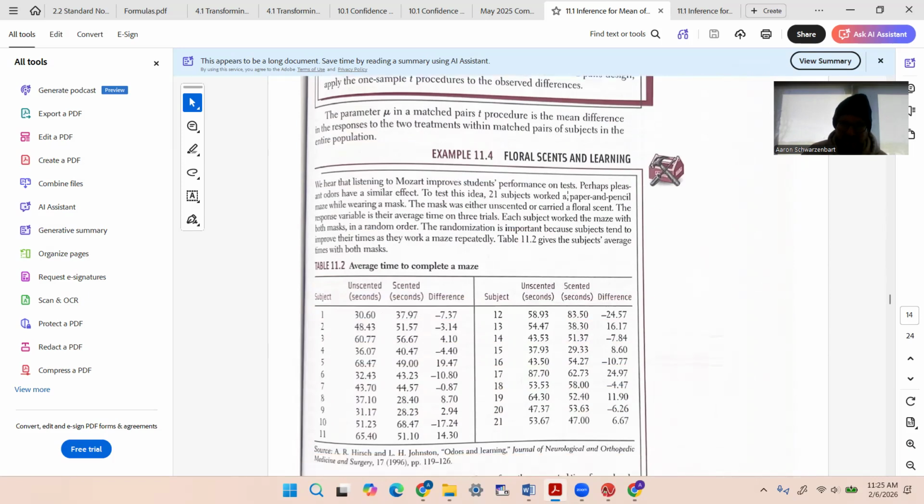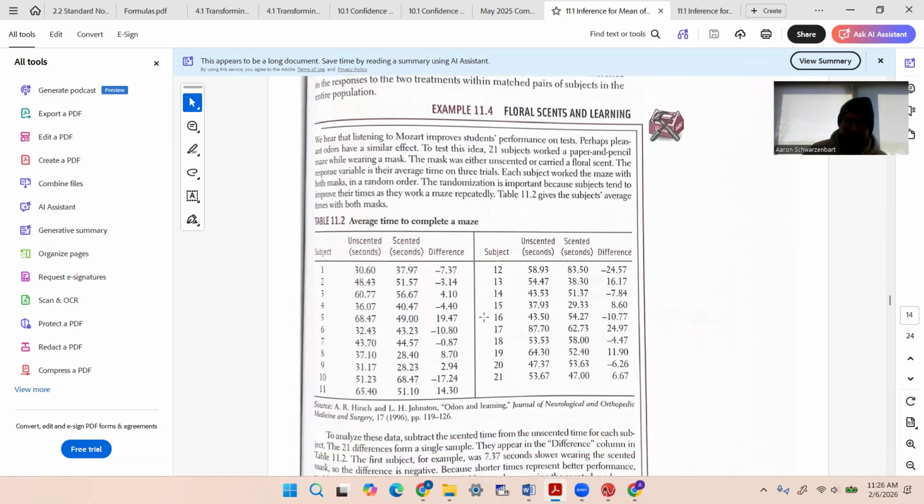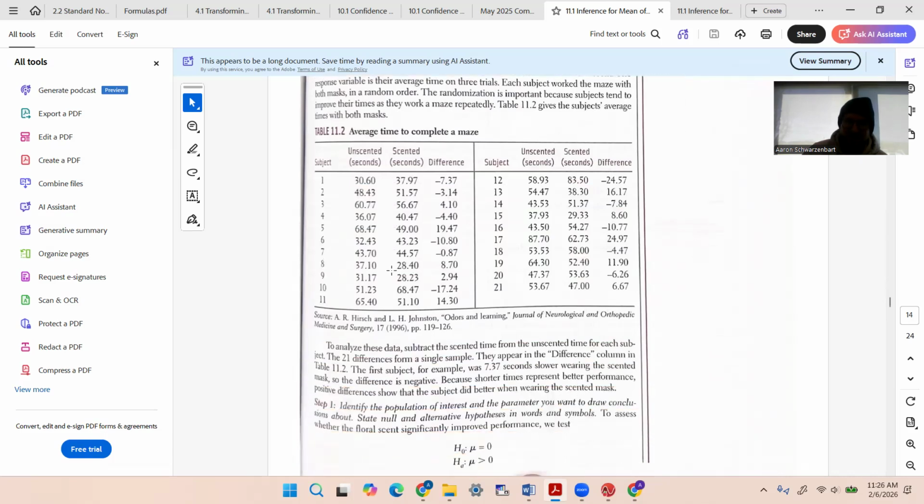They did this with 21 subjects, who worked on a paper and pencil maze while wearing a mask. The mask was either unscented or carried a floral scent. The response variable is the average time on 3 trials. Each subject worked the maze with both masks in random order. So they randomized which scent they had first, because the more times you do it, probably the better you get at it. But does it make a difference and help? So we have all of this data.